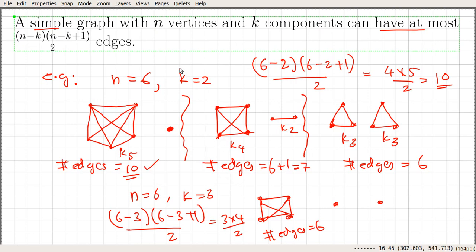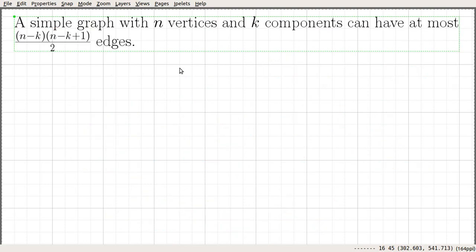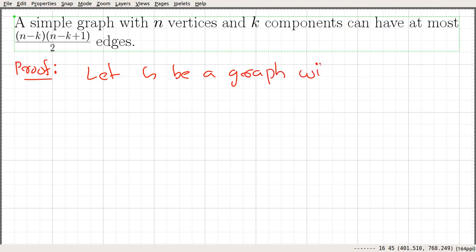Okay, so anyway, this is the kind of idea. Let's go and prove this statement. A simple graph with n vertices and k components can have at most (n minus k)(n minus k plus 1)/2 edges. So let G be a graph with n vertices and k components.